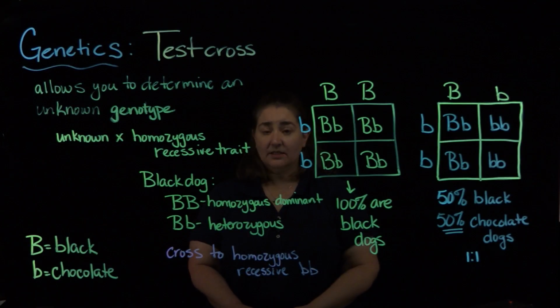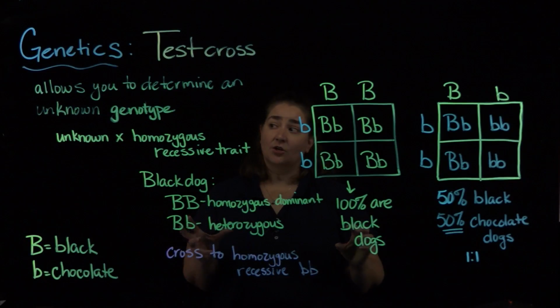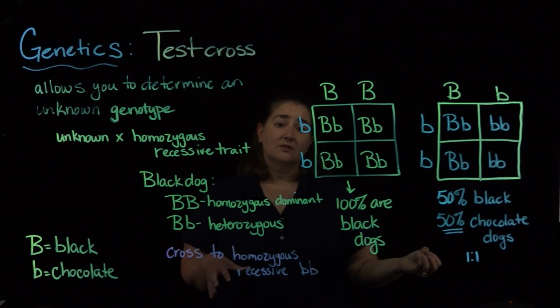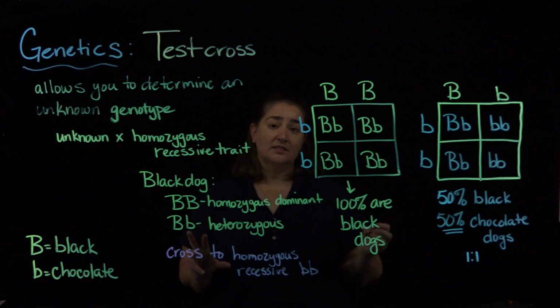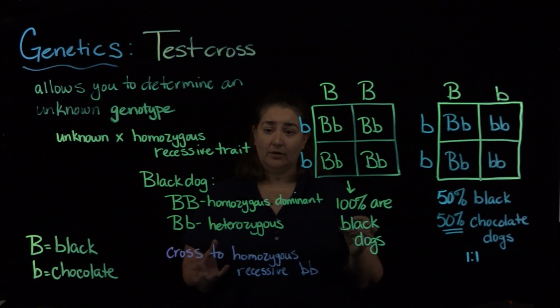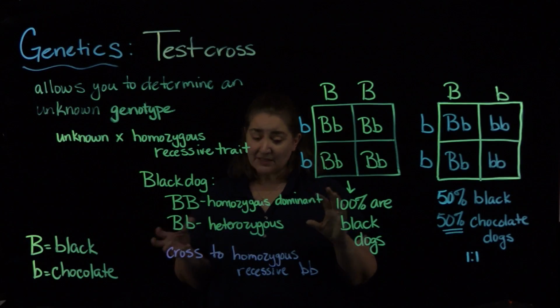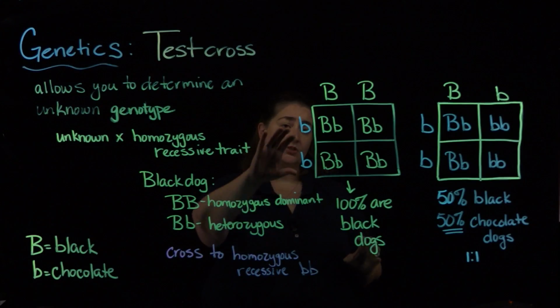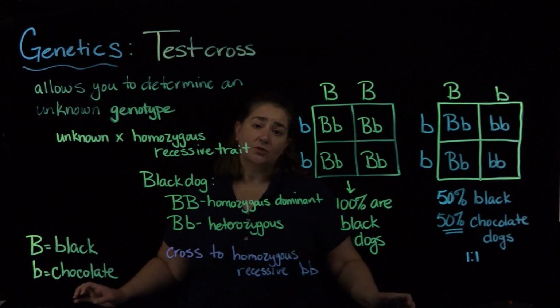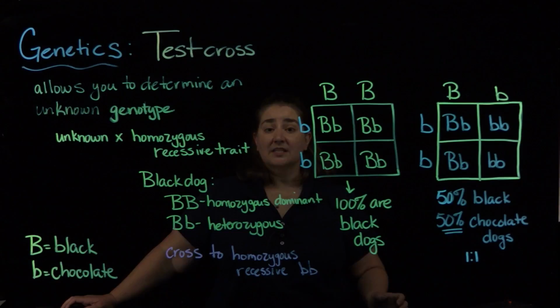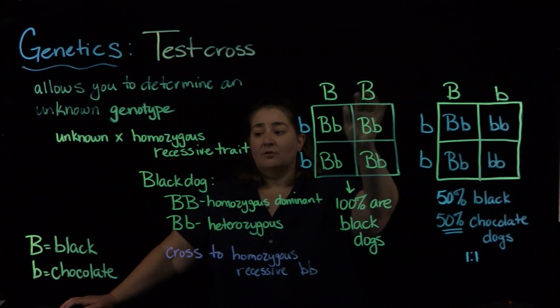So a test cross can be used to determine an unknown genotype. There'll be some other examples of test crosses in the homework, but that's basically how the test cross works. Just remember, you always have to cross to the homozygous recessive trait to determine the unknown.